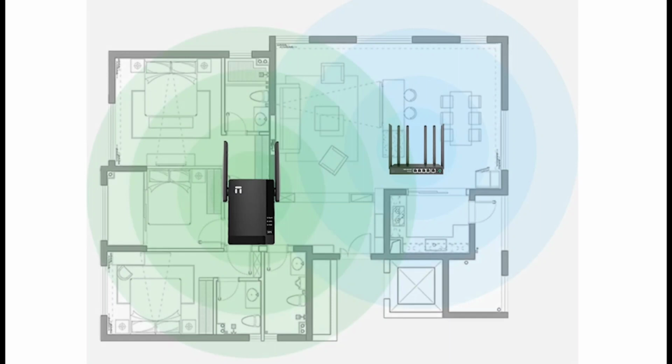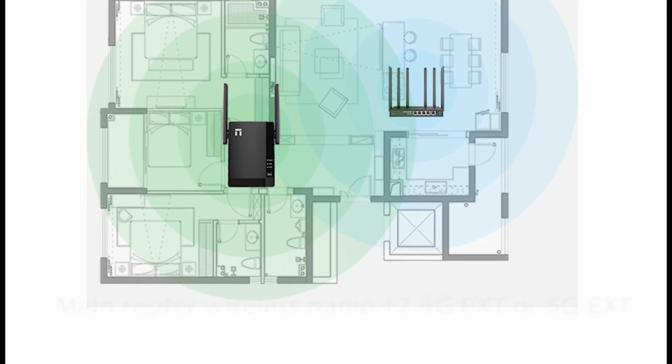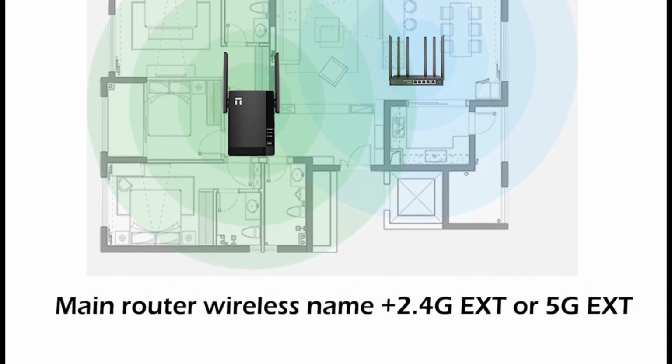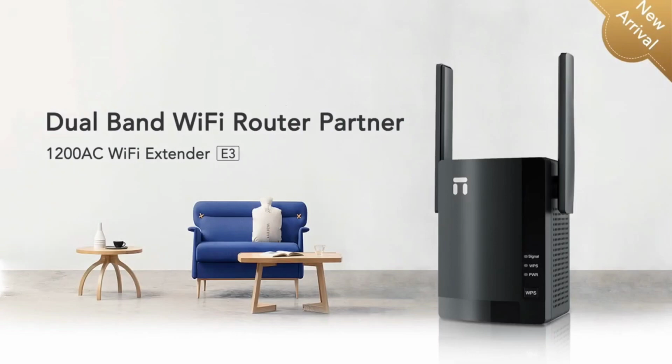Once you have the right location for E3, you can open your computer or smartphone. Open Wi-Fi settings, and look for the extender's wireless signal name, which should be your main router's wireless name plus 2.4GEXT or 5GEXT. Connect to this wireless network, and its password will be your main router's password. Once connected, you can enjoy E3 extended Wi-Fi to eliminate Wi-Fi dead zones at home.